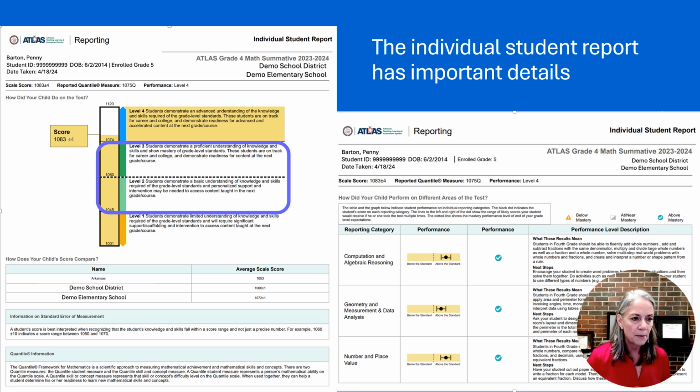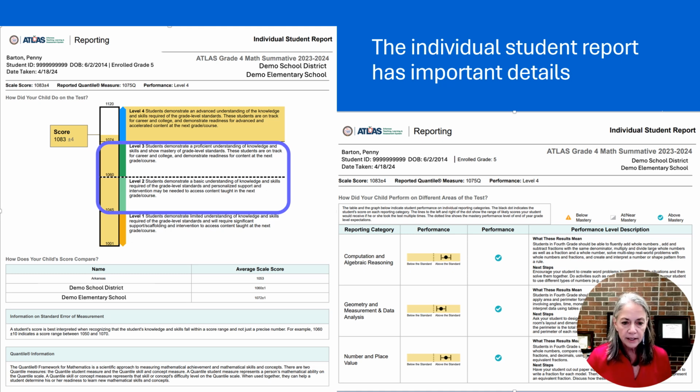This is a quantile measure, so this gives you some information that can help you do more of a national comparison. This information here is more of a state comparison in terms of the average scale score. But where the rubber meets the road is where was my student excelling and where might they need some support. So what you'll see on the second page, and you'll have to scroll down to the second page, I just screenshot it and put it here, is that there are reporting categories. So for grade 4, it's computation and algebraic reasoning, geometry and measurement and data analysis, and number and place value.